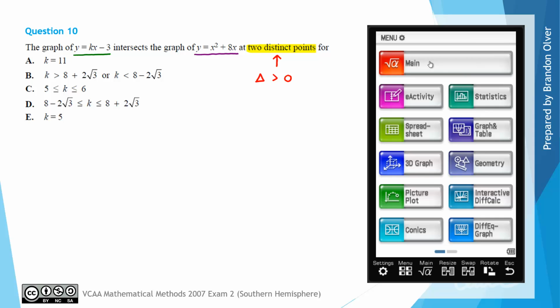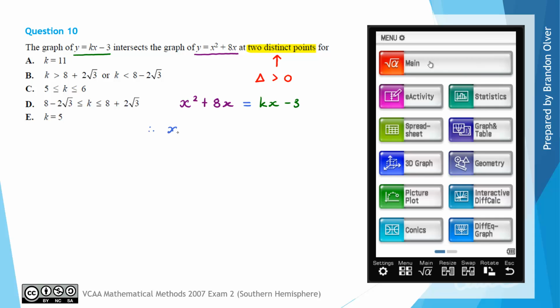So now that we know that, we need to get this into a format where we can actually calculate the discriminant. So to do that, we're going to start by letting the two equations equal each other. So we're going to have x squared plus 8x, which is what y is equal to for the parabola, and we're going to set that equal to kx minus 3, which is the rule of the straight line. So these two things being equal would find points of intersection between their graphs. Now this is a quadratic equation, so we like to solve these equal to 0. So we're going to subtract kx and add 3 to both sides of this equation.